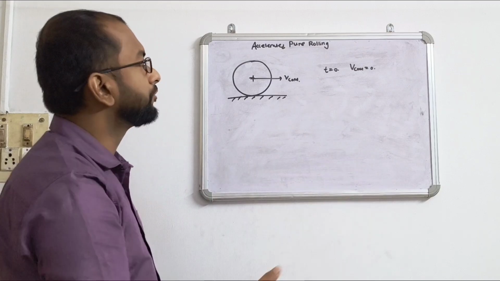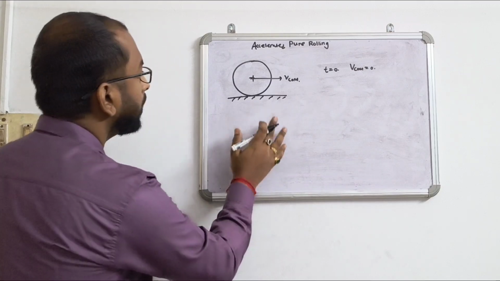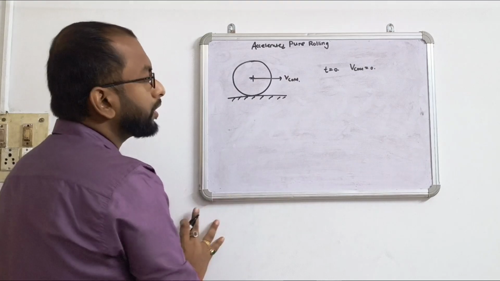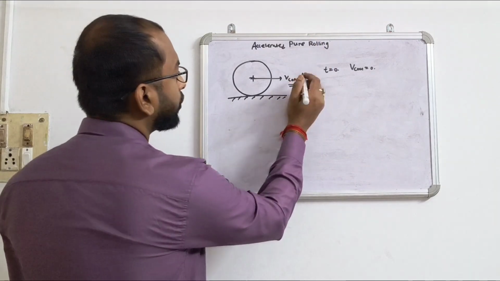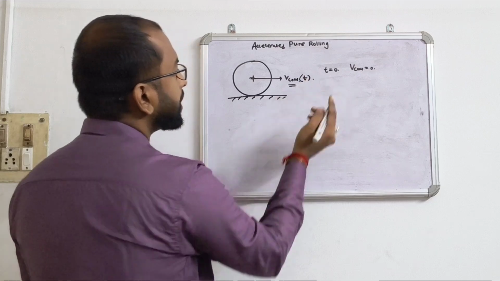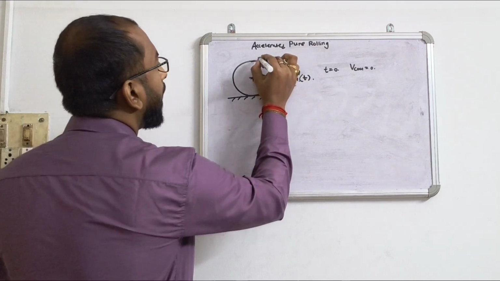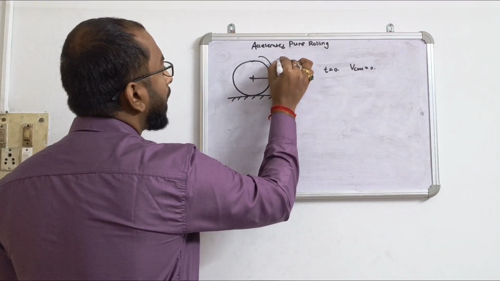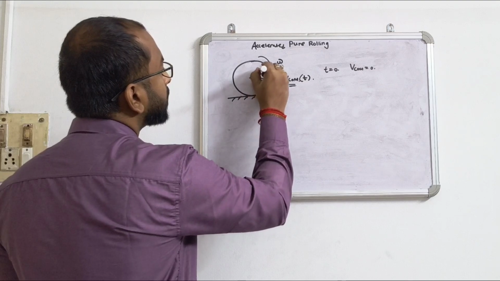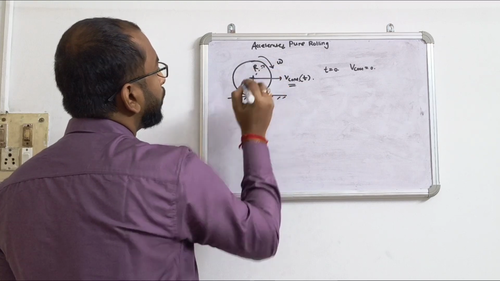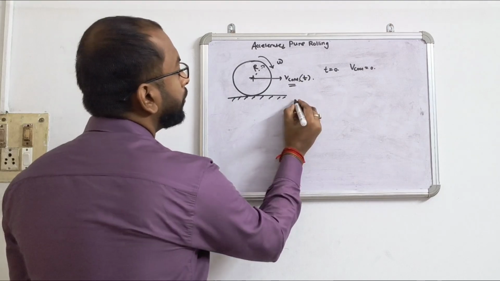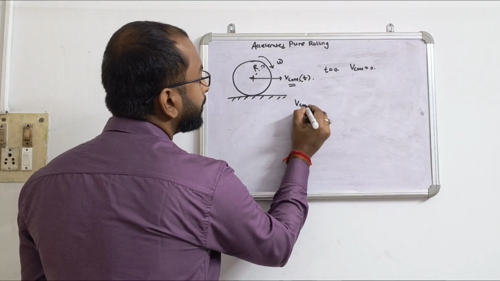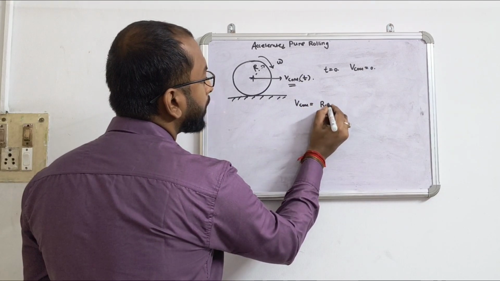So what is the condition for that? Let's say at any point its velocity is VCOM, but this is of course variable. With time it is changing, it is not constant. And at that particular point the angular velocity is omega. Of course the radius of this spherical body is r. Then what is the condition for pure rolling? VCOM should be equal to r into omega.